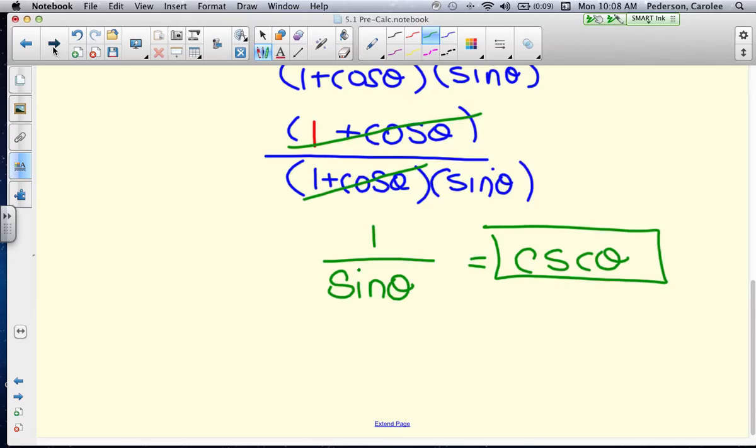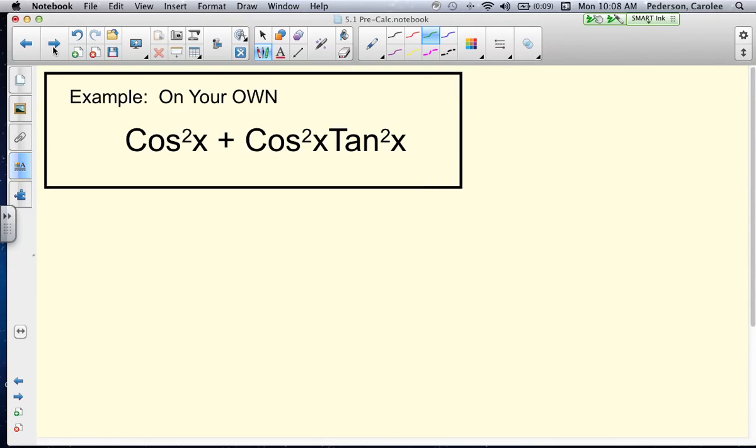Last example. On your own, see if you can try this one. I'll give you about maybe a minute and a half lead time. See if you can look around, see the identities, some of the practice, and see what you might want to do to get started on it.